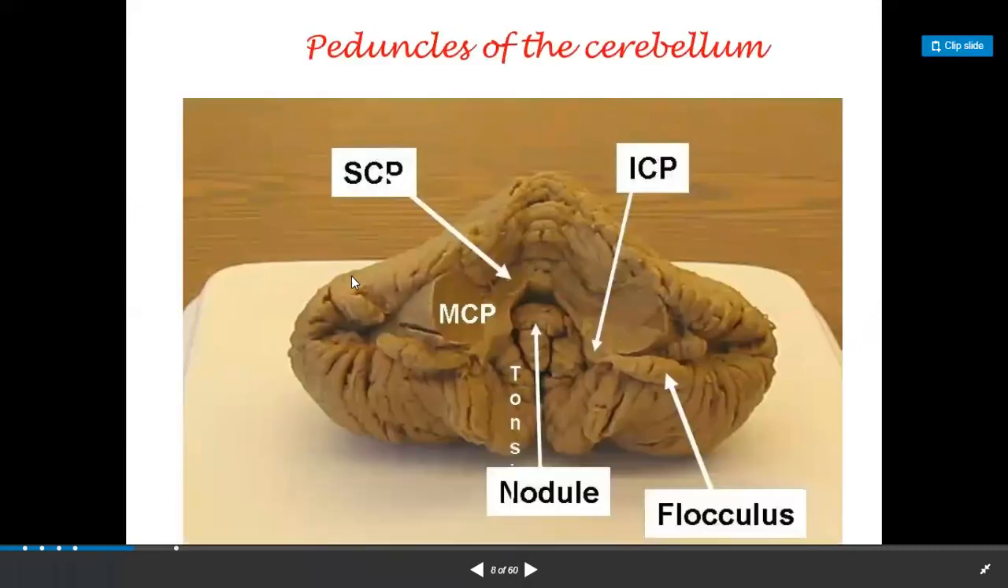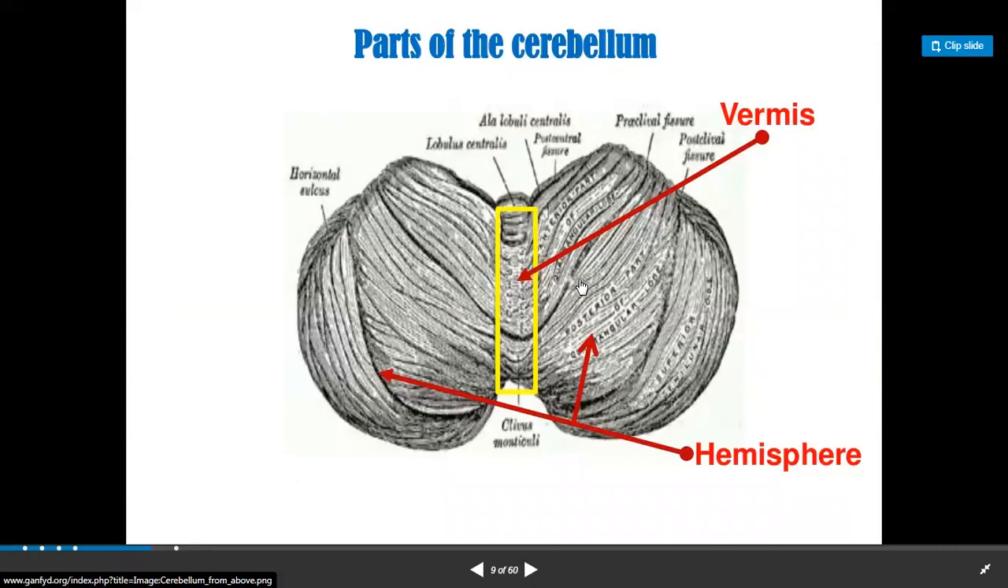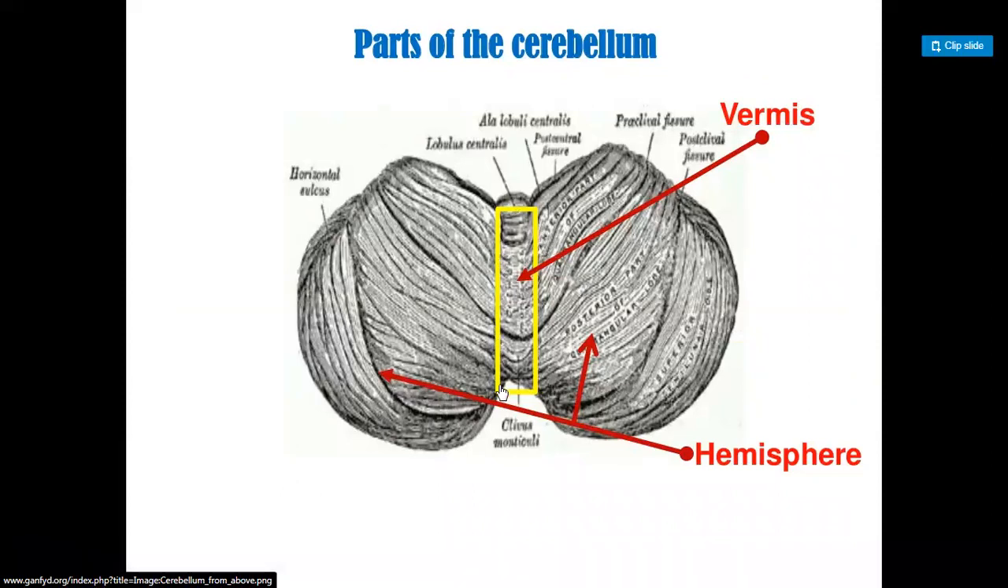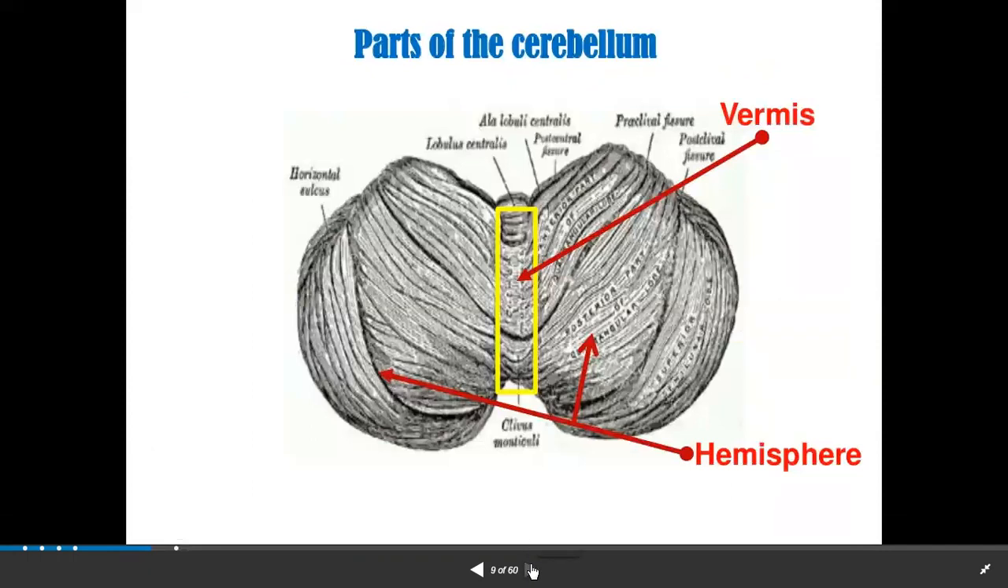You can see this is the cut section of the cerebellum, and this is the superior cerebellar peduncle, and this is the inferior cerebellar peduncle. A few names of the vermis are shown here, like the nodule and others. The flocculus is one more lobe we will see as we proceed. In the center of the cerebellum, this area is actually called the vermis.